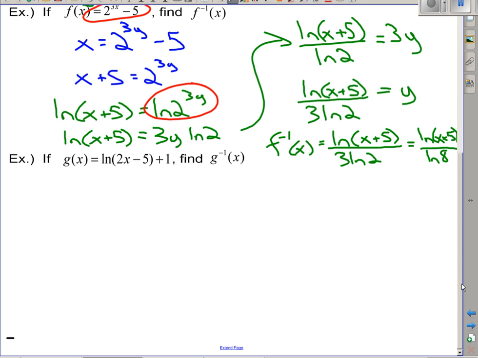So I'm going to assume that you know here that g of x equals ln of 2x minus 5, plus 1, is the same as y equals. So let's switch them around. For our inverse, we're going to have to do x equals ln of 2y minus 5, plus 1. Before we had to isolate the exponential term. Here we'll isolate the logarithmic term.